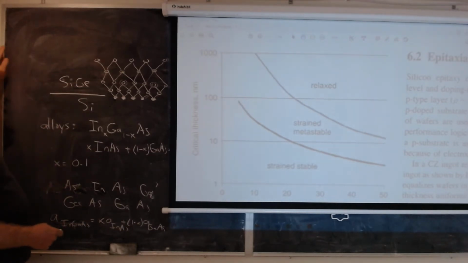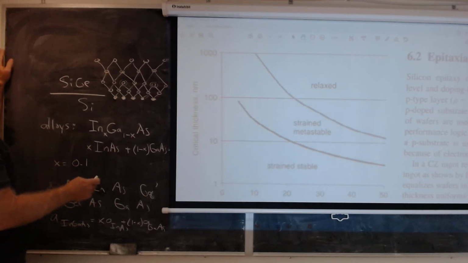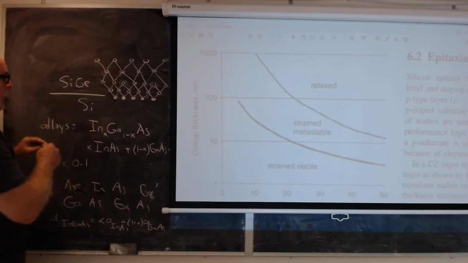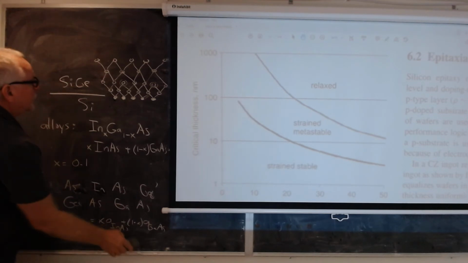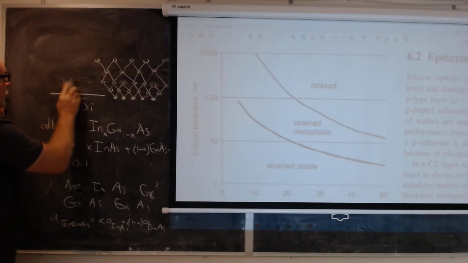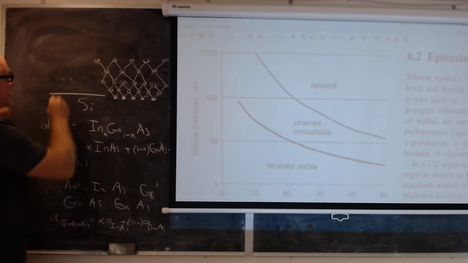So basically, what this is showing is that, now let's imagine we only make that layer this thick.